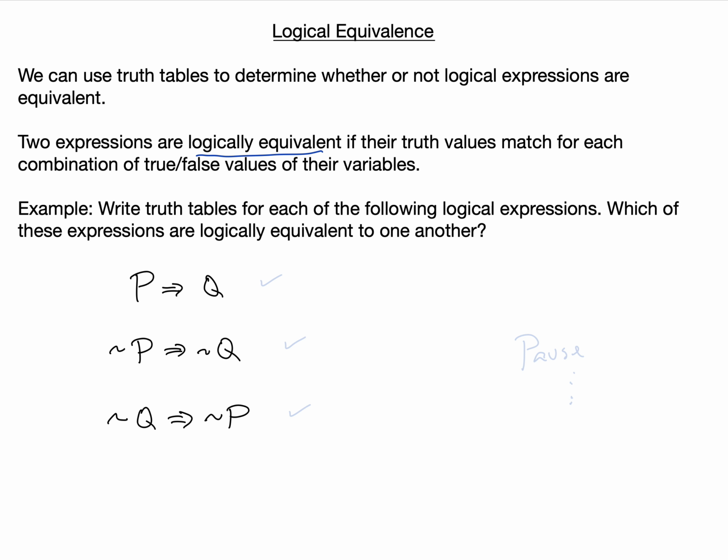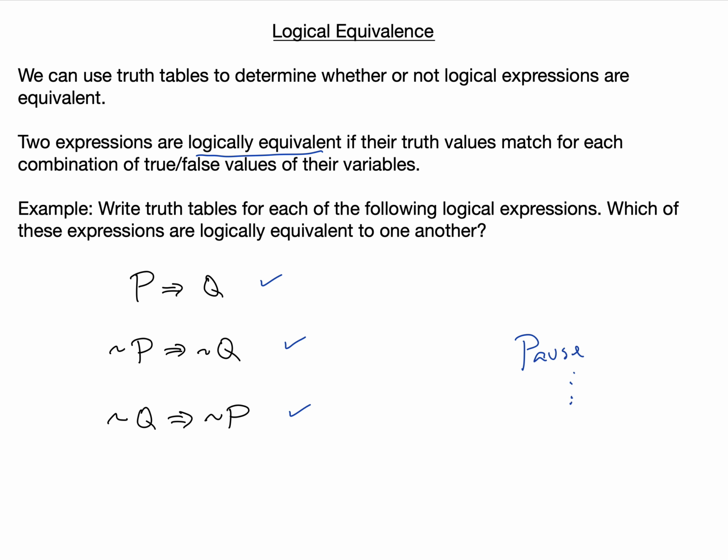I'd like you to write truth tables for each of the logical expressions below, and then determine which of these expressions are logically equivalent to one another. So we've got P implies Q. We've done this one before, but I'd like you to make sure that you know it from scratch. Not P implies not Q, and not Q implies not P. So write truth tables for each of those logical expressions and then compare to see which ones are logically equivalent. Grab a piece of paper, pause, and try that out.